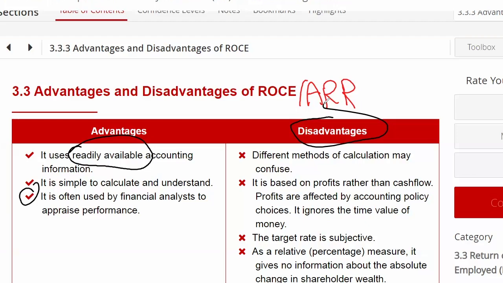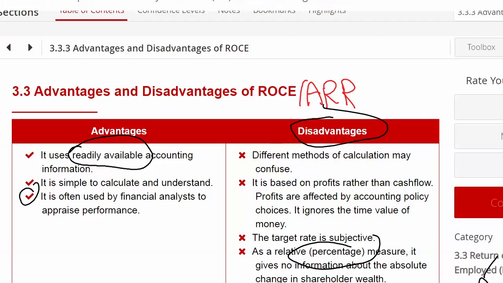Another disadvantage is that the target set by the management is subjective. The target will be set by management, and management can manipulate the setting of the target. And the last disadvantage: accounting rate of return is a relative answer, meaning it gives the answer in percentage. For example, let's say you have two projects, project A and project B. Project A costs 1,000 and project B costs 1 lakh. The return of project A is 100 and the return of project B is 8,000. The return of project A will be 10%, but the return of project B will be 8%.